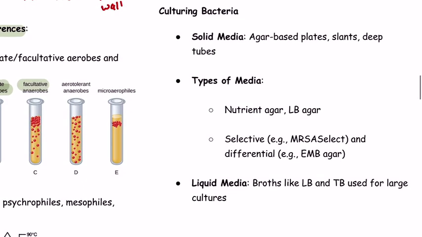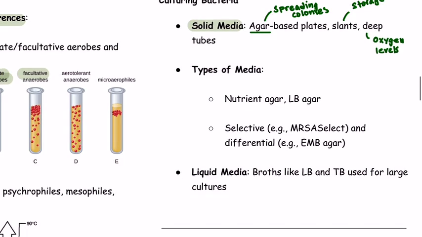So different ways to culture bacteria: if it's in solid media, those are all going to be agar based, and it's going to be in plates or in slants. Plates are good for spreading colonies. Slants are good for storage. And deep tubes are good to study oxygen levels or oxygen requirement.